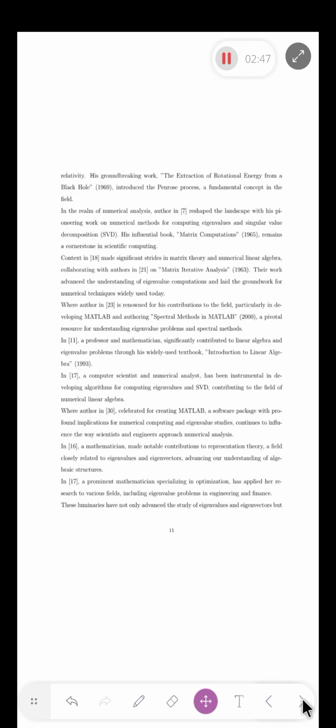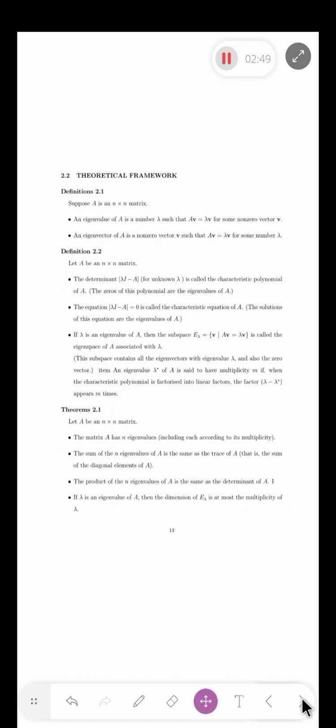So I think that's all on this chapter 2. Now let's go straight to the theoretical framework. The theoretical framework simply entails the important definitions we need to take note of that will be useful for us in the method of study and when it's time for the project. Definition 2.1 is well stated. Definition 2.2 is also well stated.